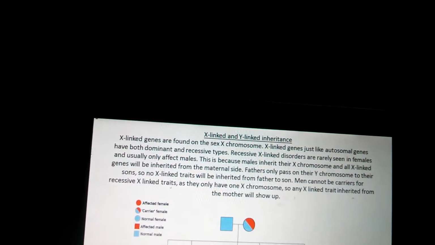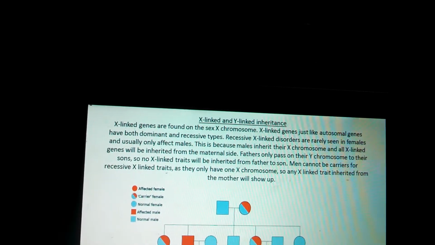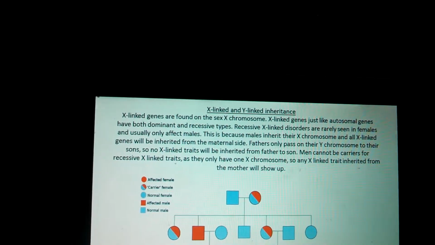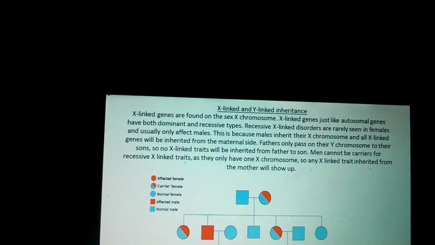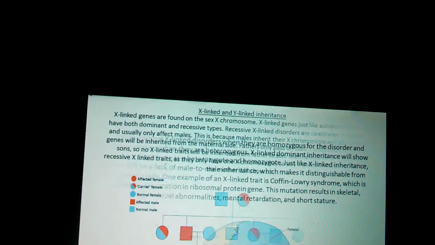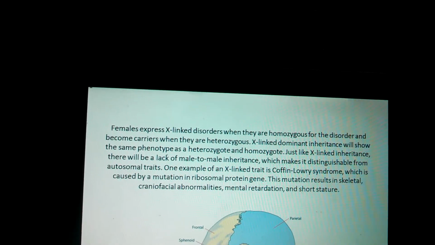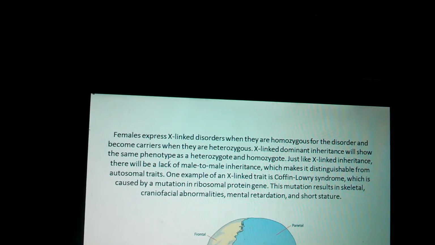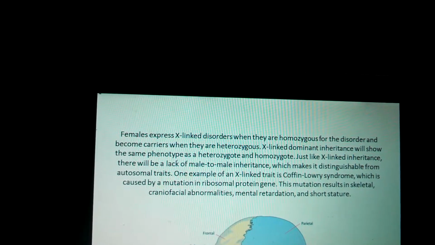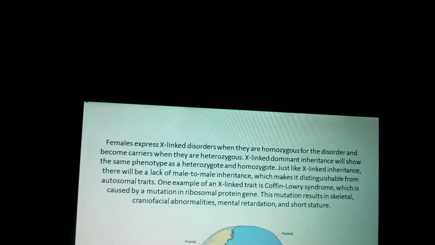And here's X-linked and Y-linked inheritance. This is just a typical structure of how affected males' and females' chromosomes can be spread out from generation to generation. And here is an example of Coffin-Lowry syndrome, which is caused by a mutation in the ribosomal protein gene. This mutation results in skeletal and craniofacial abnormalities, mental retardation, and short stature.